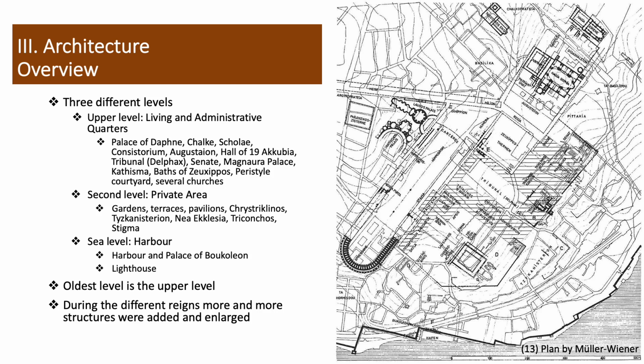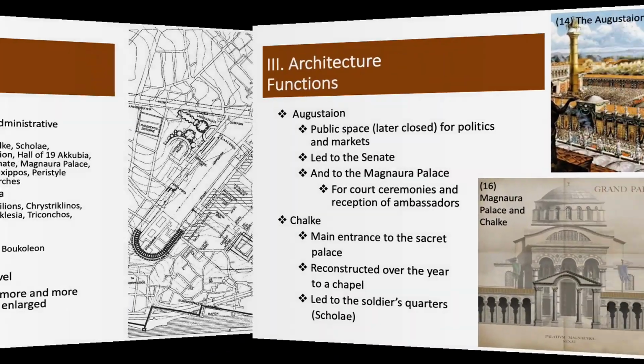Later, a second level towards the Marmara Sea was added, a private area consisting of several gardens, terraces, pavilions, the Kainourgion, the Tzykanisterion, the Nea Ekklesia, the Triconch, and the Sigma. Because the palace did not have its own harbor, the third level at the seashore was added. It included a harbor, the Palace of Boukoleon, which was later surrounded by massive defense walls, and a lighthouse.